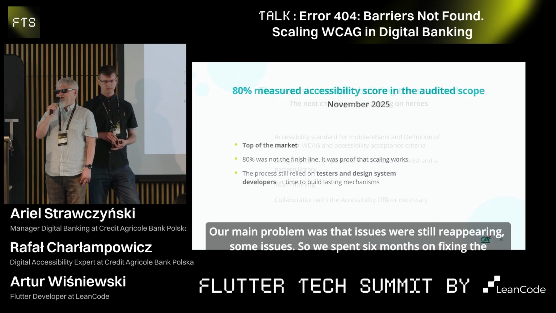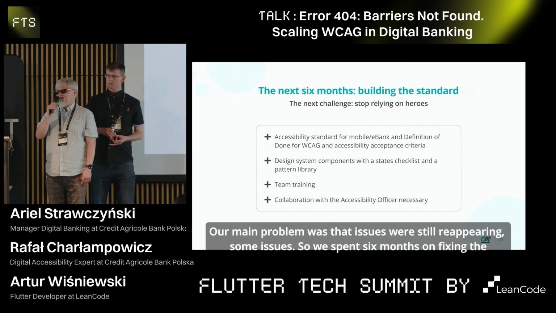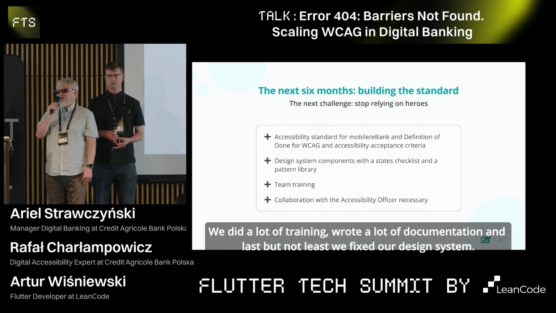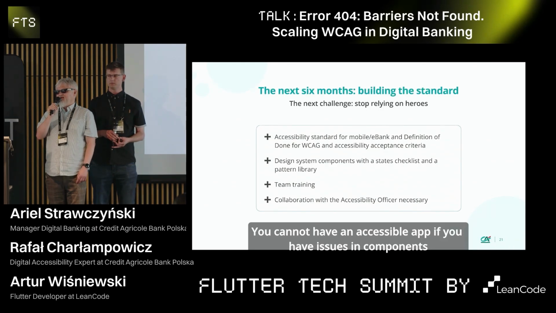Our main problem was that issues were still reappearing, some issues. So we spent 6 months on fixing the whole process. We added accessibility into definition of done. We created acceptance criteria for accessibility. We did a lot of training, wrote a lot of documentation, and last but not least, we fixed our design system. You cannot have an accessible app if you have issues in components in the design system. So developers did a really great job here.